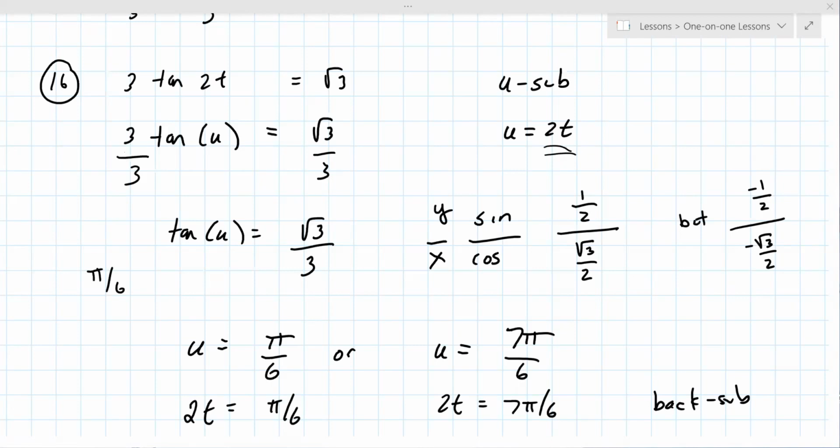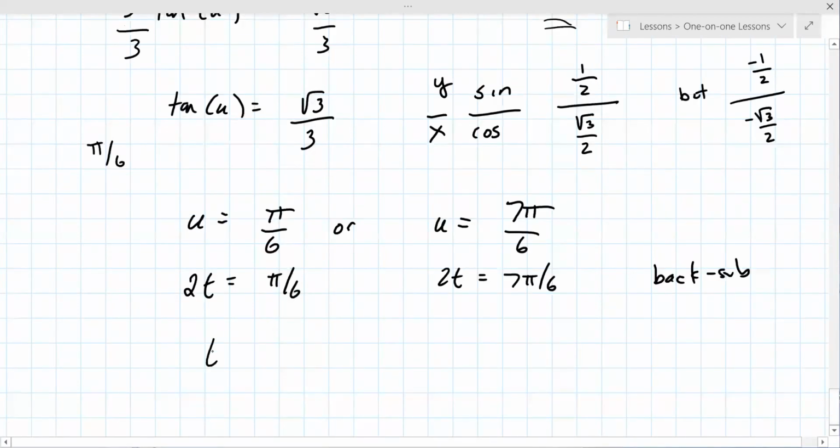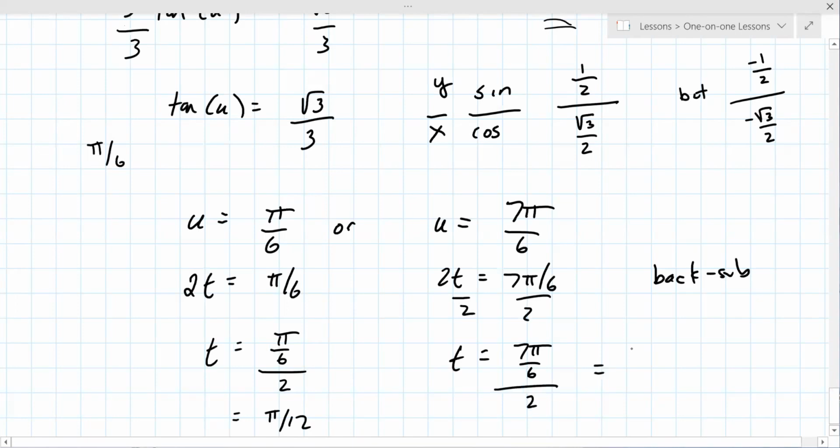Then you solve for t. Do you see how to solve for t? Here you just divide both sides by 2. So t is equal to pi over 6 divided by 2, which is pi over 12. And t equals 7 pi over 6 divided by 2, which is 7 pi over 12.